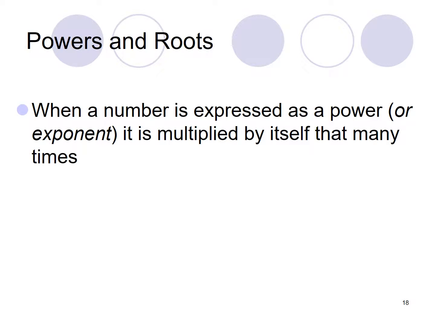Looking at powers and roots then. When a number is expressed as a power or an exponent, do you remember in BEDMAS, the E of BEDMAS is exponent or power or root, it is multiplied by itself that many times. So when you see 2 to the power of 3, it means 2 multiplied by 2 multiplied by 2. There are 3 2's multiplied together. So 2 multiplied by 2 gives me 4. 2 multiplied by 4 gives me 8. So 2 to the power of 3, your answer is 8.